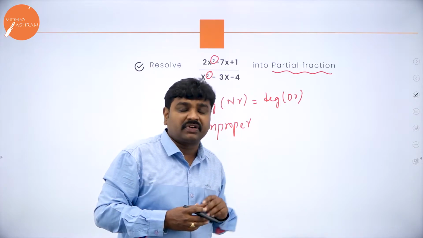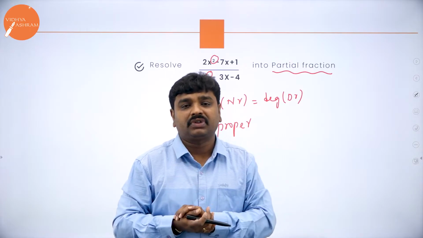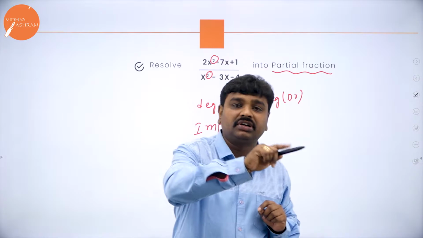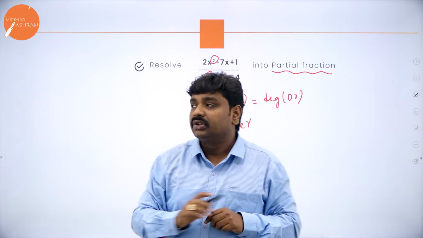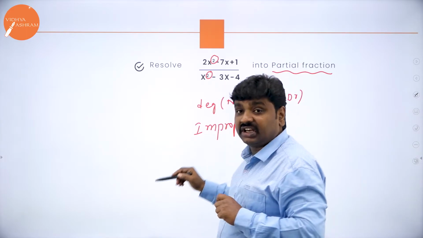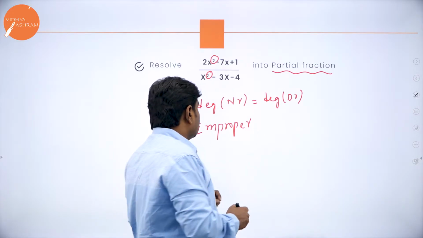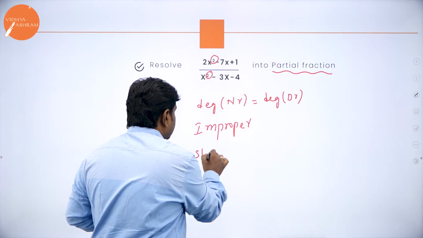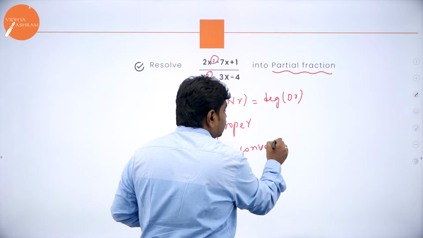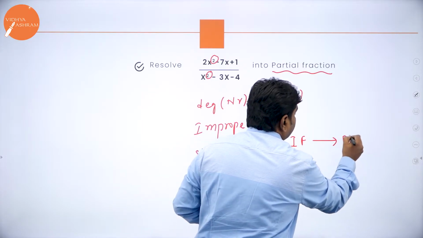If it is improper fraction, first our task, in first step, we should convert improper to proper. So before we solve, first our task is to convert this improper fraction to what? Proper fraction. Before I resolve, when I check the degrees, both are having same degree. If both are having same degree, what is the conclusion? It is improper. So now what is the step 1? Step 1 is to convert. Whatever improper fraction they gave, I need to convert it into proper fraction.